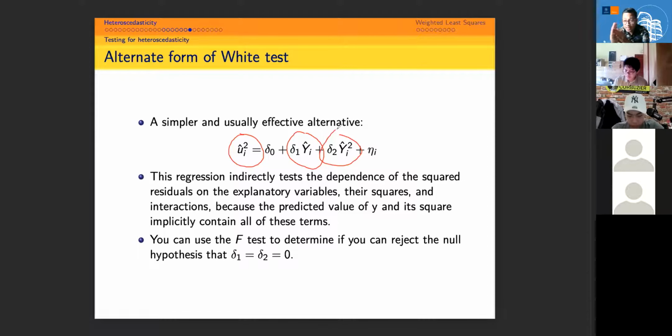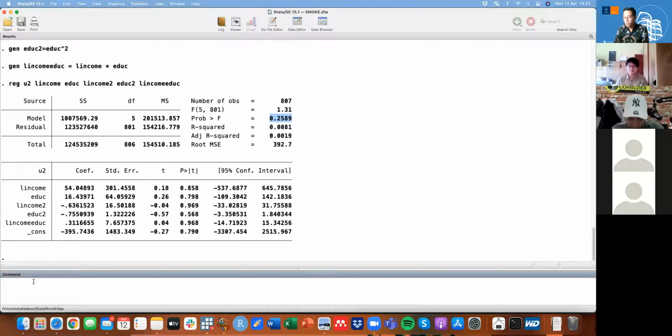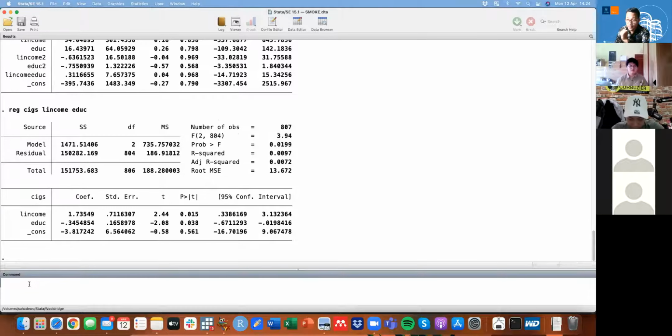Now we just have to test whether delta 1 and delta 2 are equal to 0 simultaneously or not. Okay, so we're going to go back to Stata. However, what's different here is that now we actually have to generate the predicted value of y. Okay, so let's do that. It's not a tall order. So we're going to go back to the previous estimation, which is the regression of the number of cigarettes smoked per day on log income as well as education.